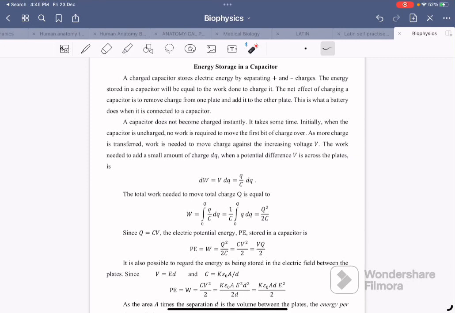Okay, guys, welcome back to the lecture of biophysics. Today we are going to discuss energy storage in a capacitor.